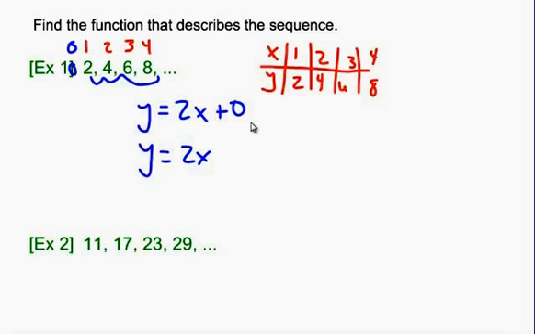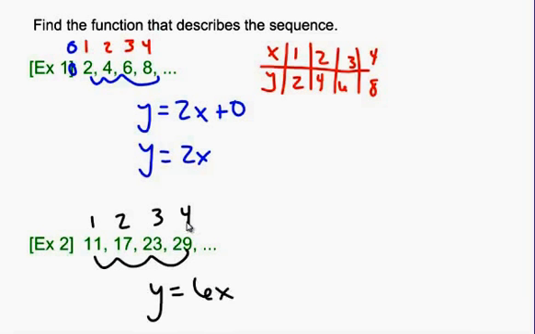Let's look at this one down here, number 2. We have 11, 17, 23, 29. So that's my first term, second term, third term, fourth term. These are going up by 6. So it's going to be y equals 6x. Now what do we add on to it? Well, if this is my first term, my 0 term would be before it, and going backwards, minus 6 would be a 5. So it would be 6x plus 5. Try numbers 3 and 4 on your own.